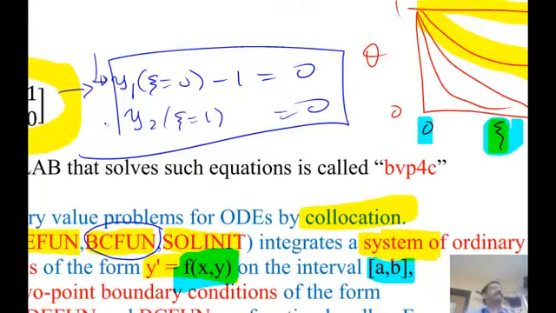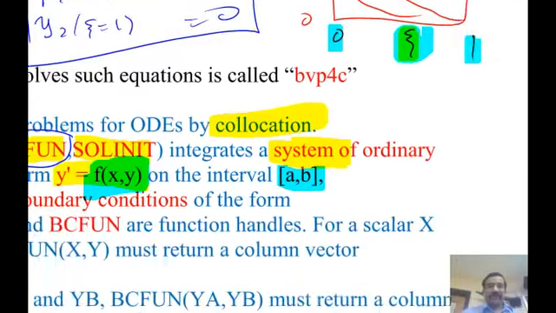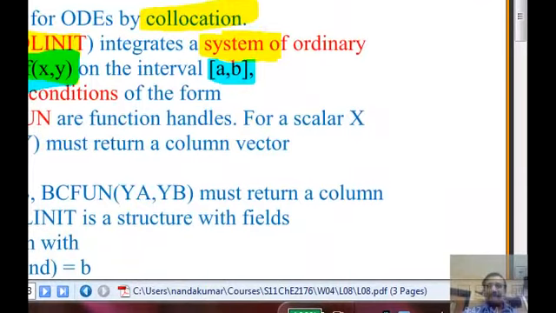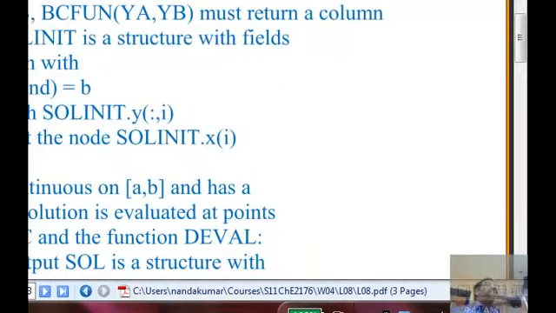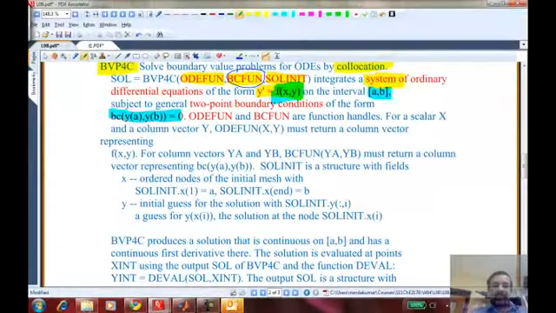Questions? So what I've gone through so far is how to read the help file and try to decipher a little bit of information. Now let's go and see how to set up the problem and how to solve this.